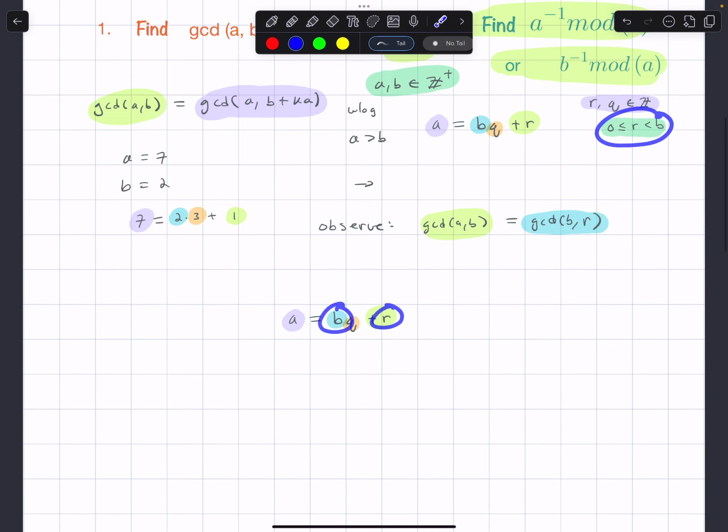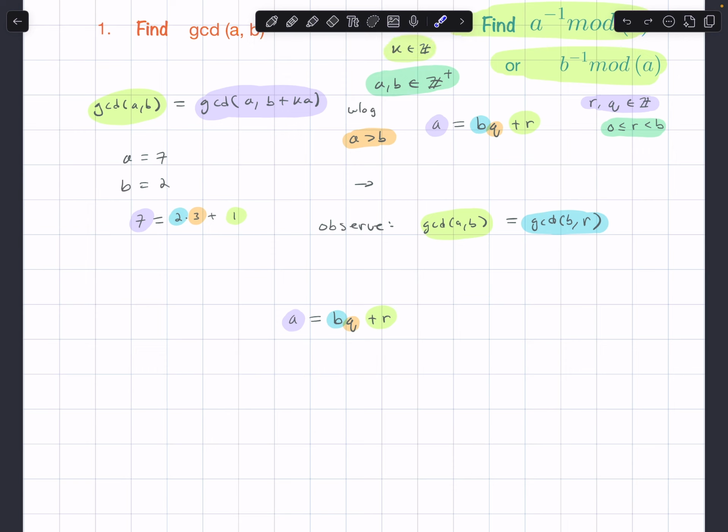And R is smaller than B, right? B was smaller than A. So now we're reducing the size of the numbers that we're working with. We're trying to find the GCD of B and now a smaller number. And we're going to keep doing this, reducing the size of the numbers, until we run out of space. This is the well-ordering principle of the positive integers. The positive integers are a well-ordered set, which means that any non-empty subset has a least element, which is 1. So the point is that we keep going down and down, reducing the size of these numbers, and this has to stop at some point.